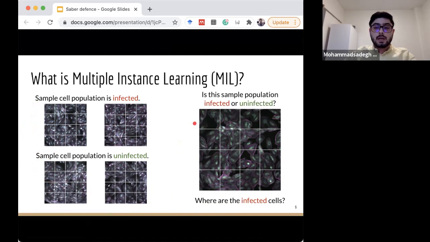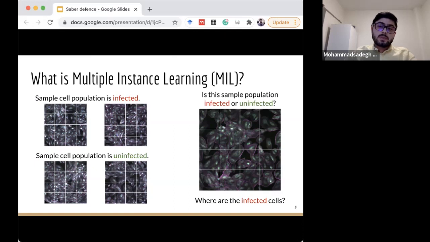And we have two questions that we want to answer here. Given a new sample image, is this sample infected or uninfected? And if it is infected, where are the infected cells? There are multiple assumptions about the relation of the labels and the instances in the MIL. However, the most common assumption that is well suited for our problem is the standard instance assumption.